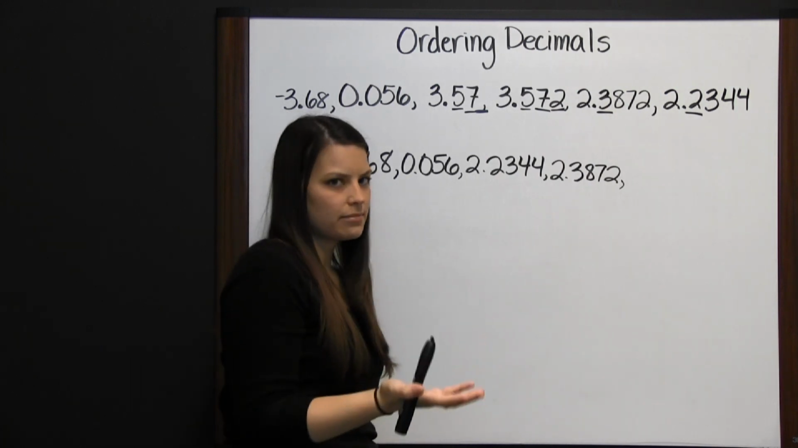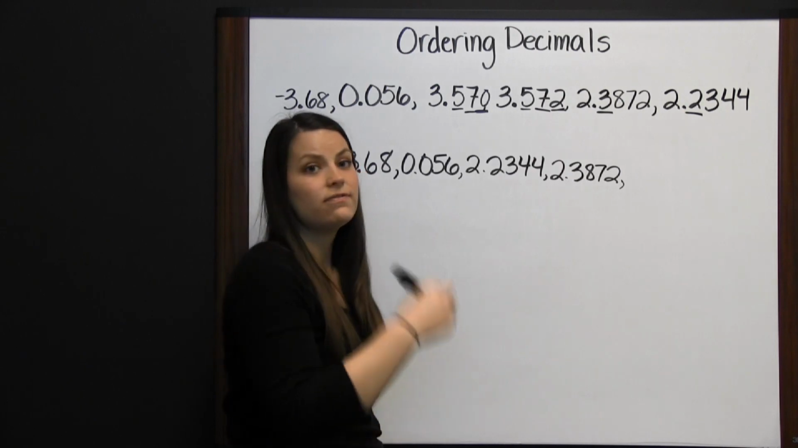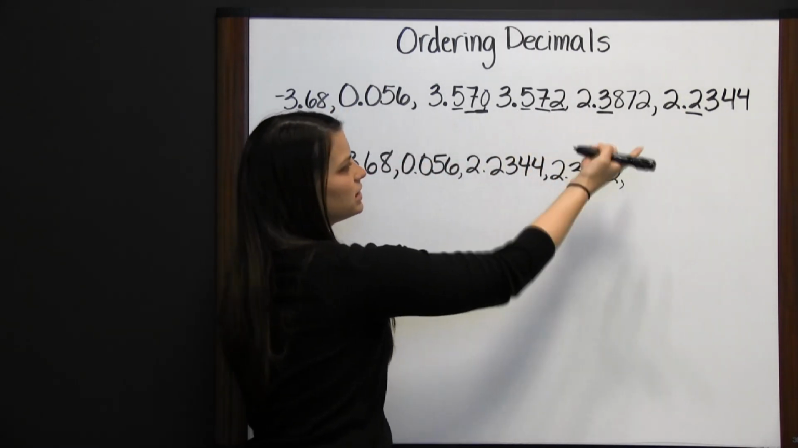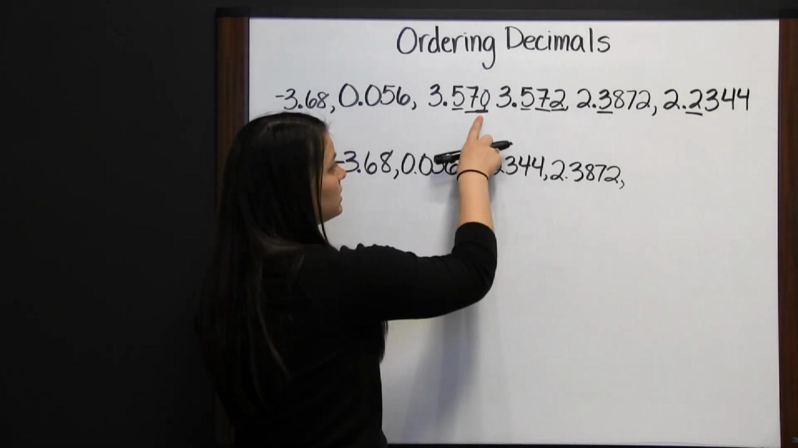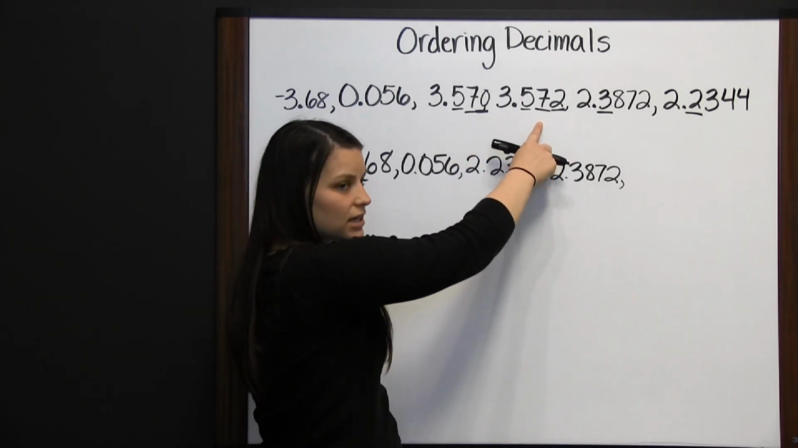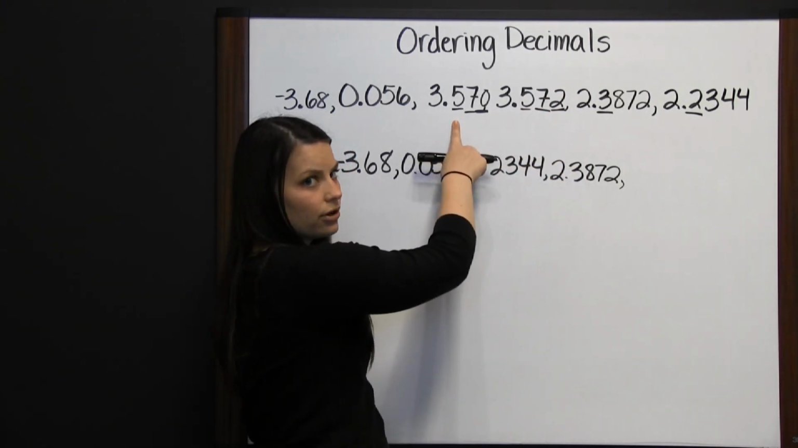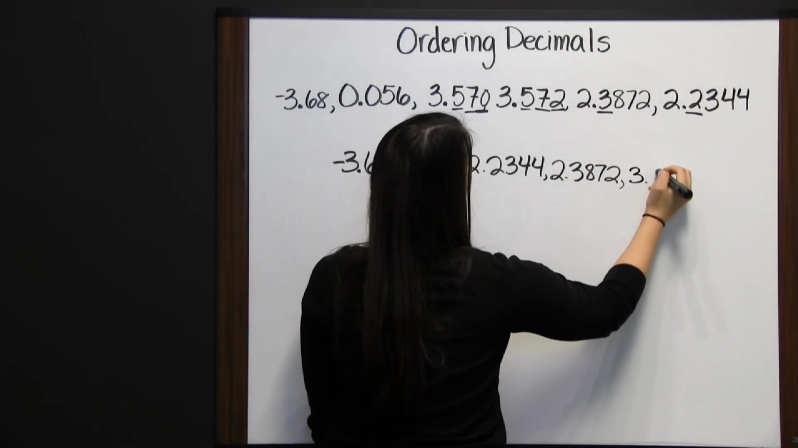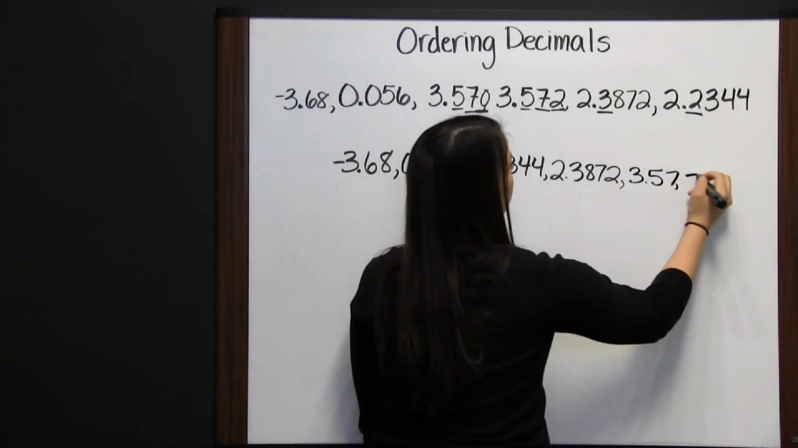When you're missing a number after your decimal, it's always 0. In fact, you could fill in as many zeros after each one of these numbers as you wanted to. It doesn't change your number. So since this number has a 0 in the thousandths place, and this decimal has a 2 in the thousandths place, that means this number is smaller, so it'd be our next number in the series. So 3 and 57 hundredths, followed finally by 3 and 572 thousandths.